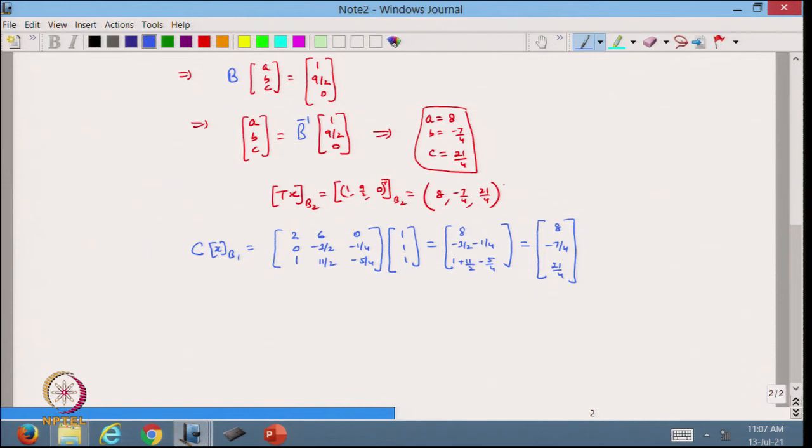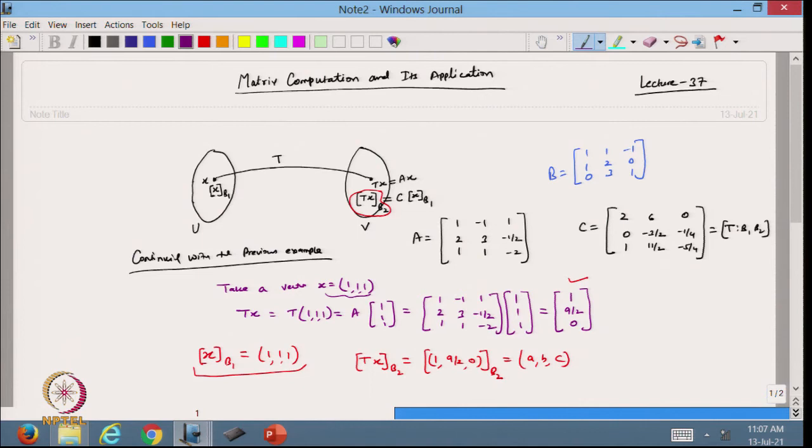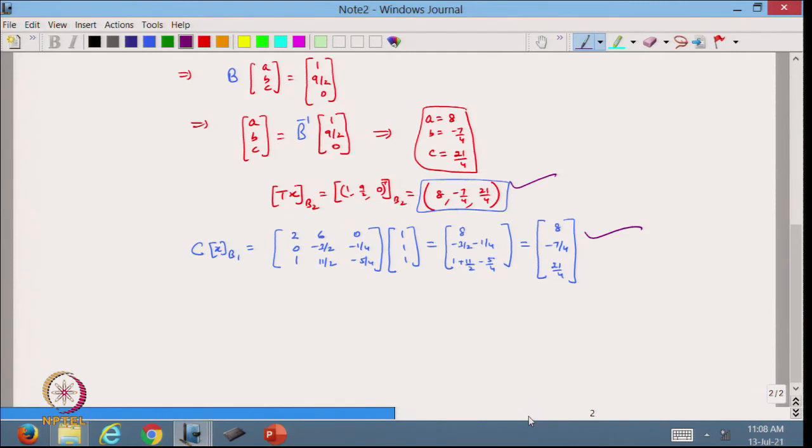So, you can see from here that this vector and this vector are the same. So, from here this is verified that the same x is going to the image T x. Now, in the new basis we are writing the same vector x with the new basis, and the image also we are writing with the new basis, and that is also equal to this one. So, that makes the verification for this one. So, this is the way we are writing the same linear transformation with respect to the new basis.